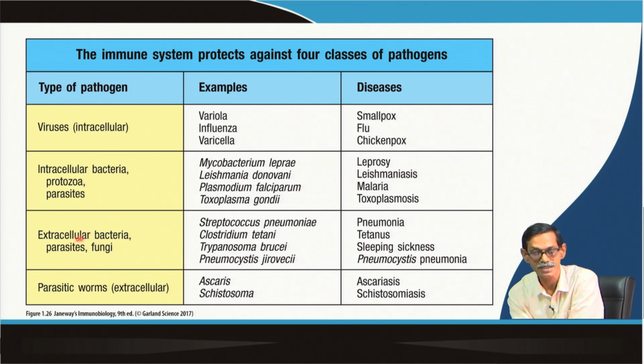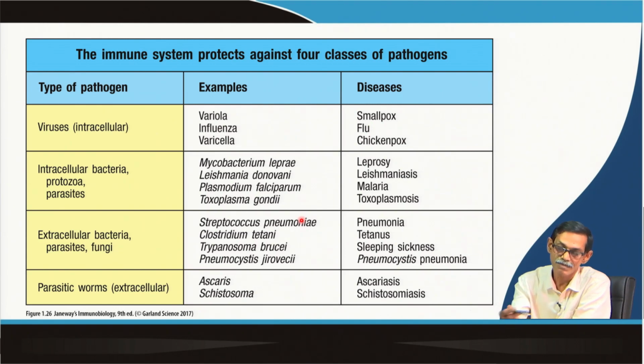Similarly, which is very common, the extracellular bacteria, parasites, fungi. Okay. Any kind of tissue infection, most of the time it is extracellular. There is Streptococcus, Clostridium, Trypanosome is a protozoan parasite, then parasitic worms, the big worms, Schistosomiasis, Ascaris, and here are the diseases, the viral diseases like smallpox, flu, chicken pox, then leprosy, leishmaniasis, malaria, toxoplasmosis, they are the diseases, and this is the corresponding pathogens. So, summary, if I say summarize this, we do not have to remember all these things.